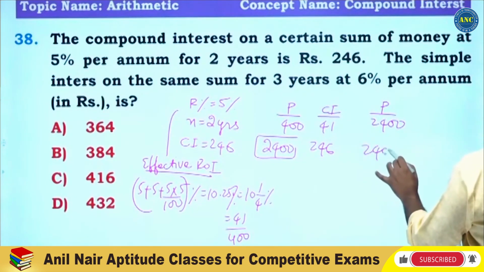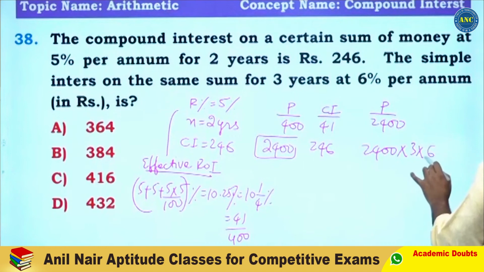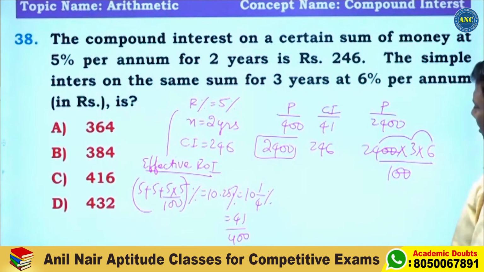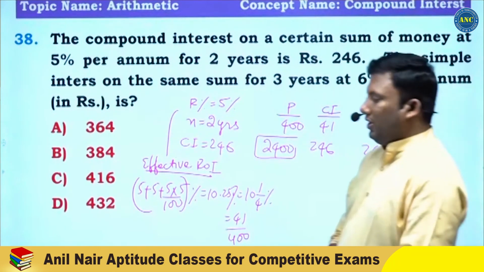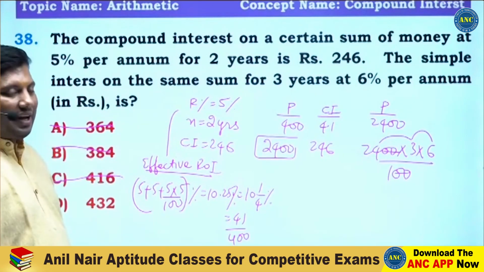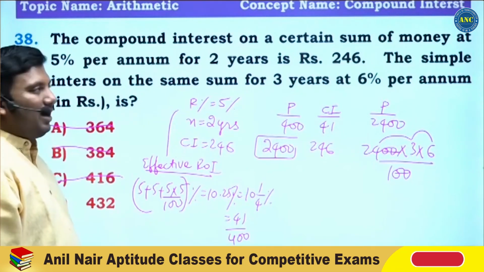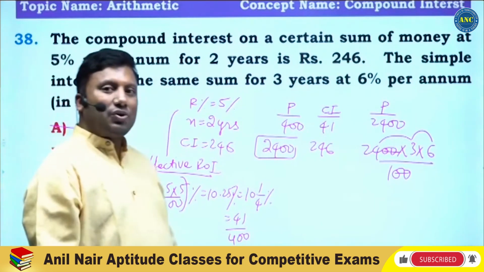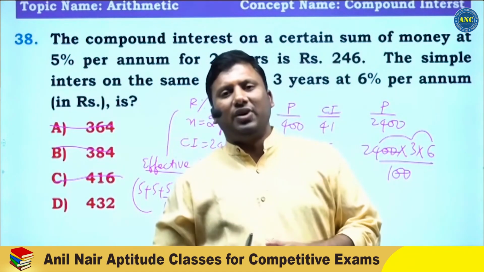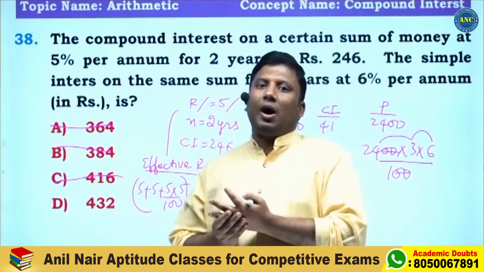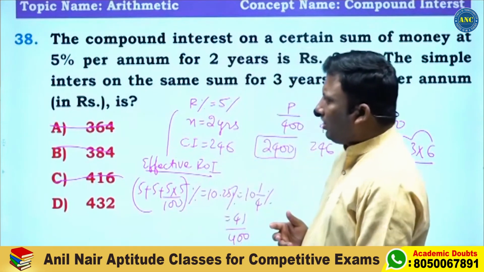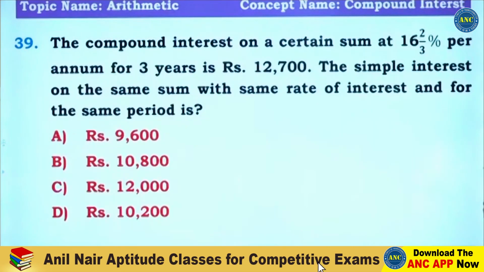So I require 2400 for 3 years at 6%. 4 3s are 12, 2 6 are 12, 6 are 72. Unit digit should be 2. Please don't do any calculations. You will get the answer just by playing around with the unit digit. 38th question. I hope the idea is clear. All the questions are based upon the concepts which we discussed in all the class. This is compound interest, I think session number 5. We will have another 2 or 3 sessions so that all the models will be covered in detail.